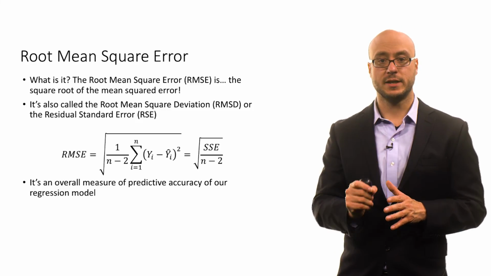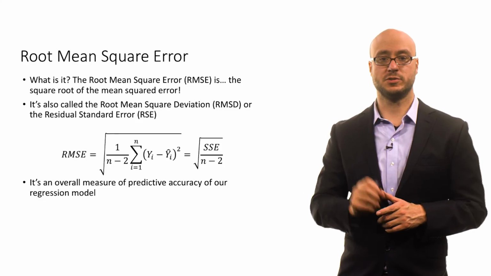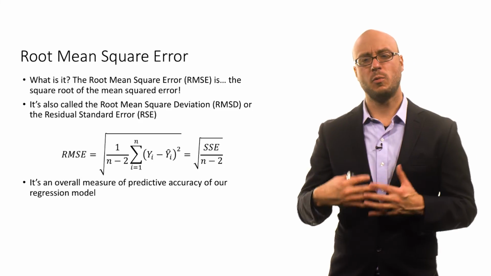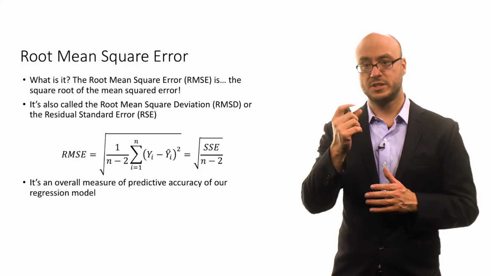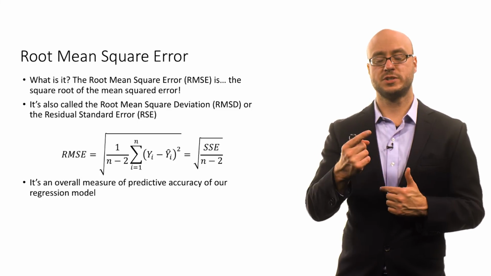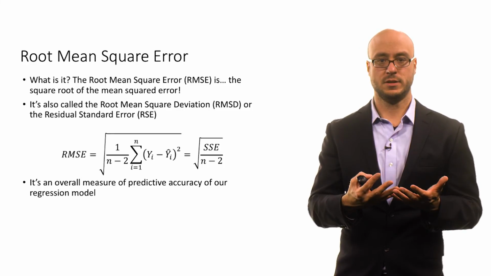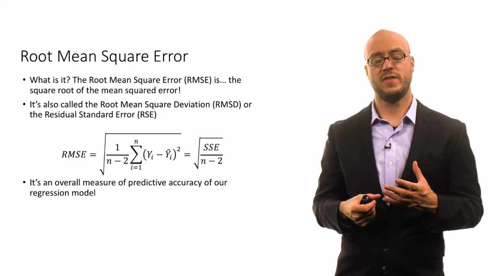What this is doing is giving us an idea of the size of the average residual, the size of the average error, with the idea being that if we want to use our model for prediction, on average we want that residual to be pretty small. We want that error to be pretty small. A larger residual suggests our model's not going to do as good of a job for prediction than if we have a smaller root mean square error. So it's another measure of model fit.